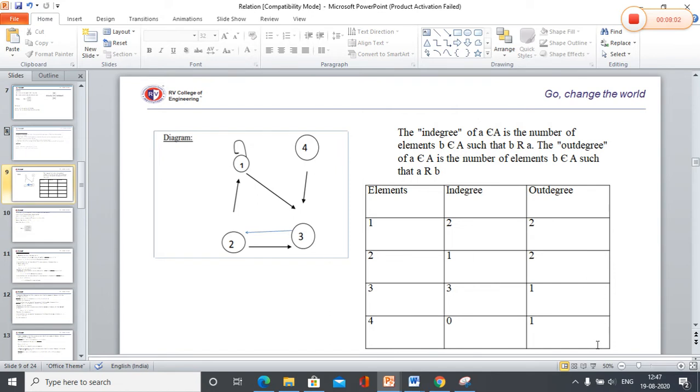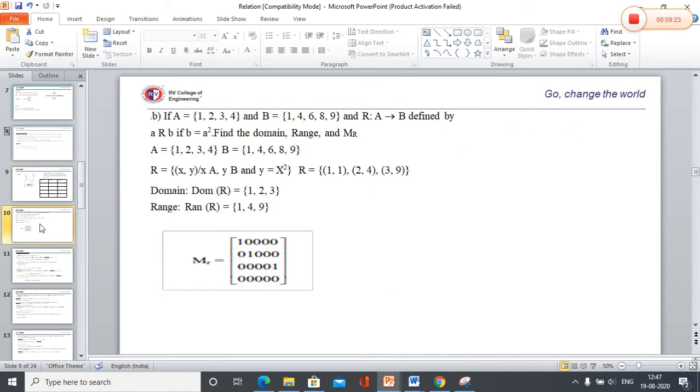Sometimes a matrix or some ordered pair representation of the relation would be given, and you have to find the digraph representation and the in degree and out degree. Some simple question can be asked. So this is all about the different representations of a relation. Now next, quickly we will see this problem.